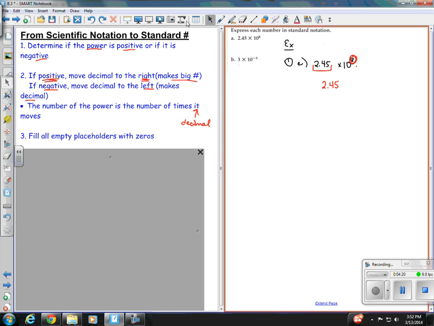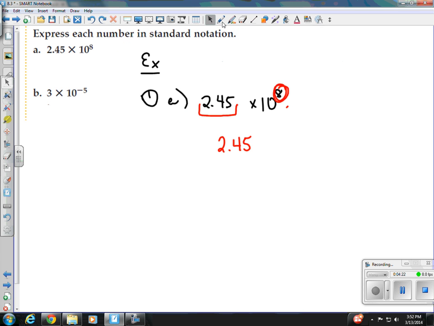So, we see our decimal. He's right here, and I'm going to move him 8. Power tells me how many places to move it. 8 places to the right. So 1, 2, 3, 4, 5, 6, 7, 8. And then the last step tells me to put in zeros for all the empty spots. So go back through, fill them with all zeros.